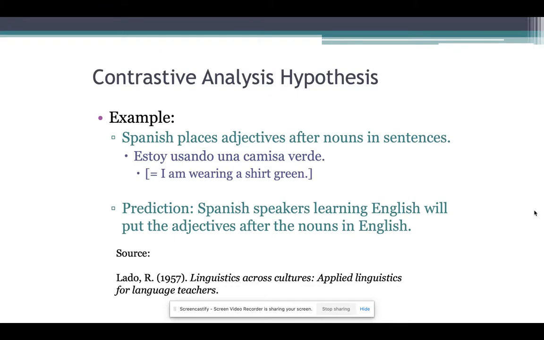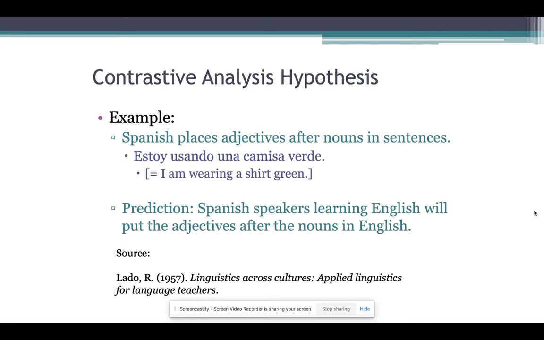So, for example, if a student's first language is Spanish, a contrastive analysis might predict that a Spanish speaker learning English is going to make the following error: "I have a shirt green." Because in Spanish, adjectives come after the nouns, compared to English, which has the adjectives come before the nouns.